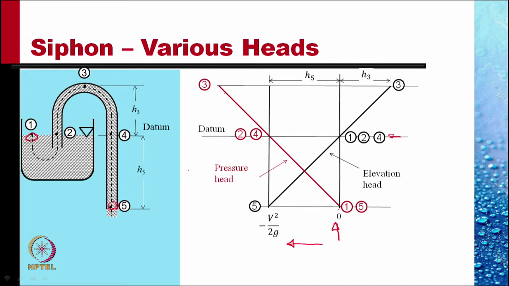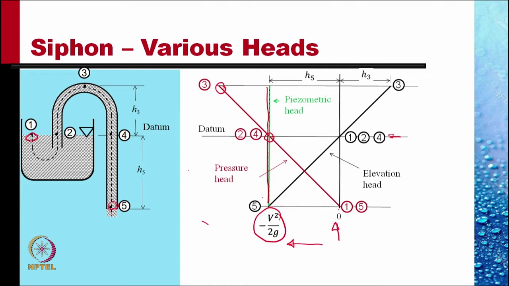Pressure at 3 is minimum, and pressure at 2 and 4 is minus V square by 2G. This is the velocity head, minus V square by 2G everywhere throughout the pipe. Throughout the pipe, the velocity head is minus V square by 2G. This is also the piezometric head. Minus V square by 2G is a piezometric head.